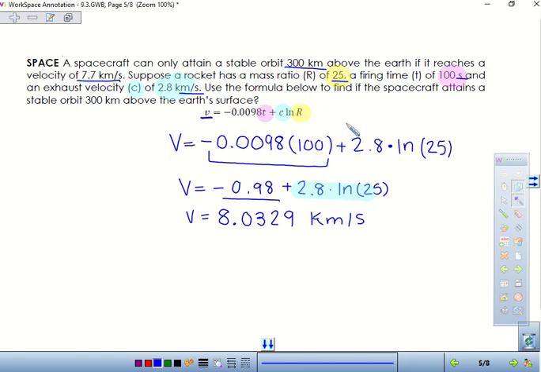So let's read the question. A spacecraft can only attain a stable orbit of 300 kilometers above the Earth if it reaches a velocity of... Did we reach that velocity of 7.7? Yes. So would it attain that stable orbit? Yes, because this is greater than this. Okay? So any questions about that type of word problem?